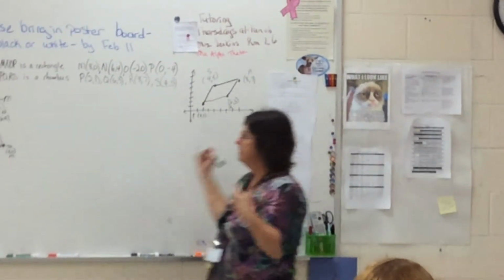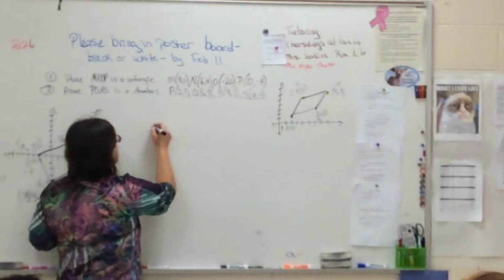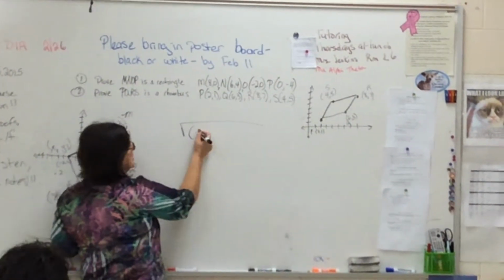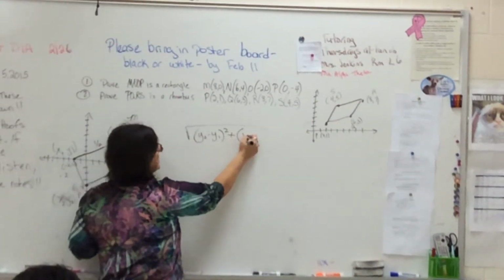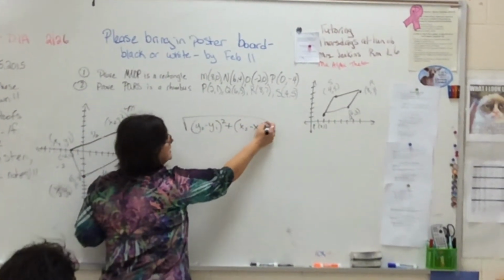So once again, this time we're using the distance formula, which is the square root of y2 minus y1 squared plus x2 minus x1 squared.